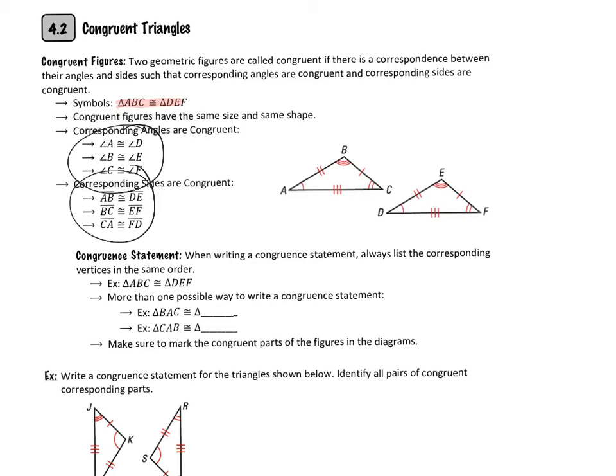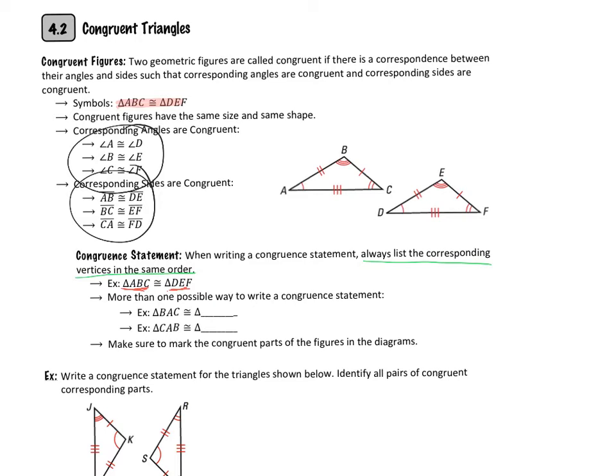This is a little bit more complicated than we've done before because now the order in which we list the vertices matters. So we need to make sure we write them in the same order so that they match up. So if in triangle ABC, angle A corresponds with D, we need to write A first and D first. If angle B corresponds with angle E, then that comes next, and then C must correspond with angle F.